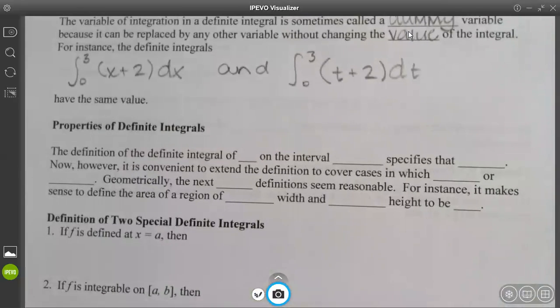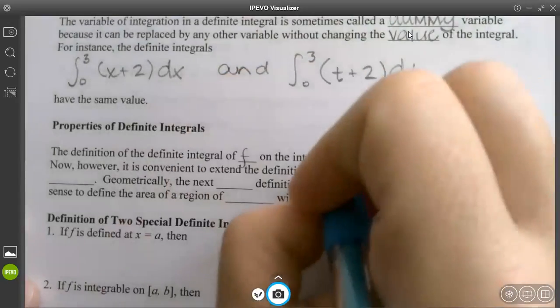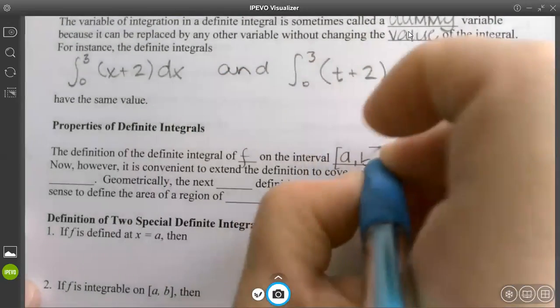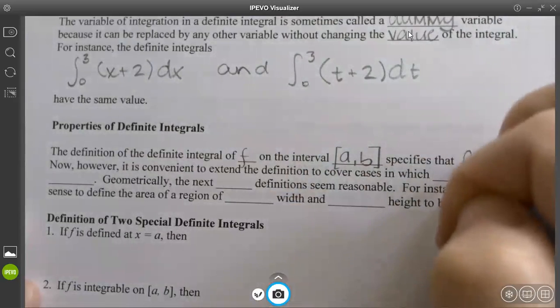The definition of the definite integral of f on the interval a to b specifies that a is less than b.